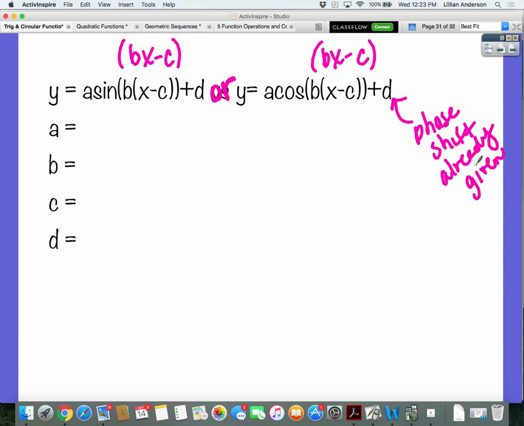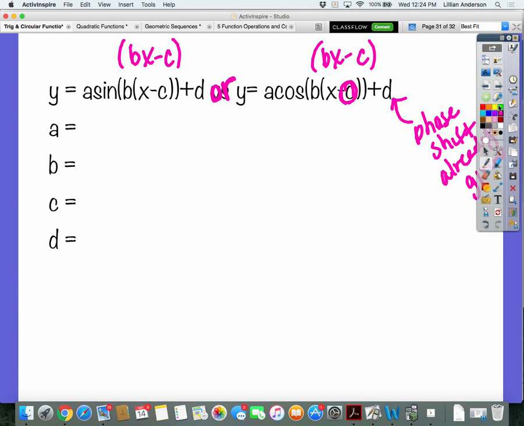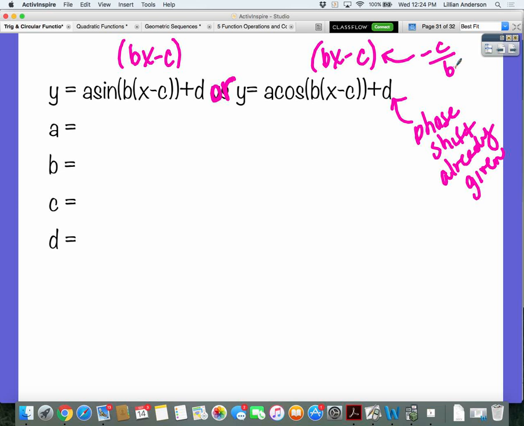It's always given to you if it's like this, because whatever C is, that's how far to the left and the right you have to go. And normally you have to divide by B to get the phase shift. That's what you have to do in that form. The formula was negative C over B. That's what you had to do in this form to get the phase shift. So now it just gives it to you.